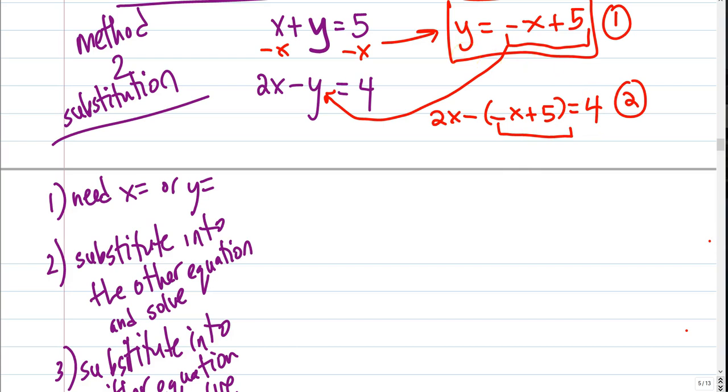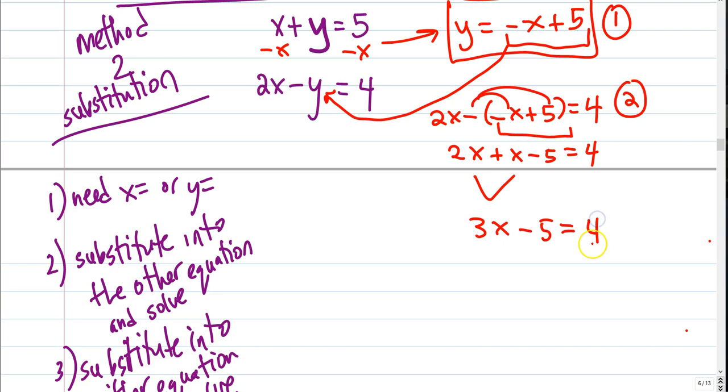What does this do for us? Well, I can distribute the negative first of all. Well, substitute and solve. So I can now solve this. 2x and x make 3x. Adding 5. Dividing by 3. All that hard work, that's now step 2. I feel like we've accomplished something. We're all done, right? No.